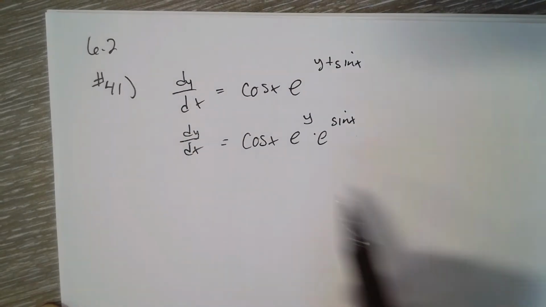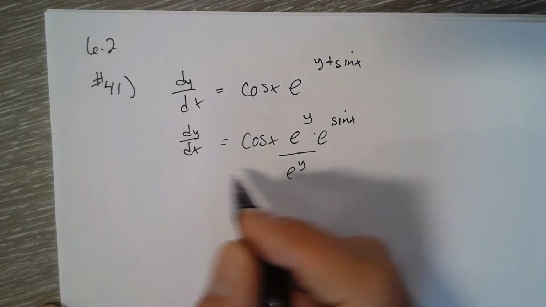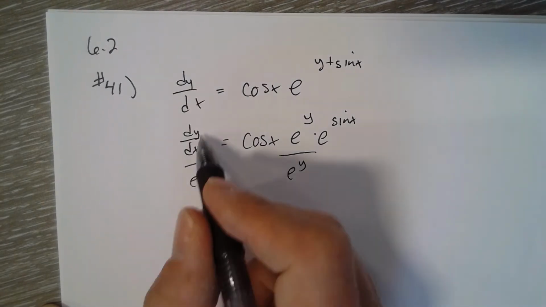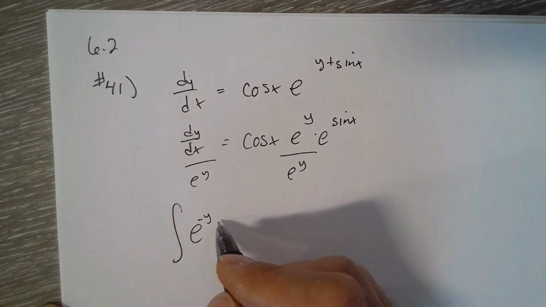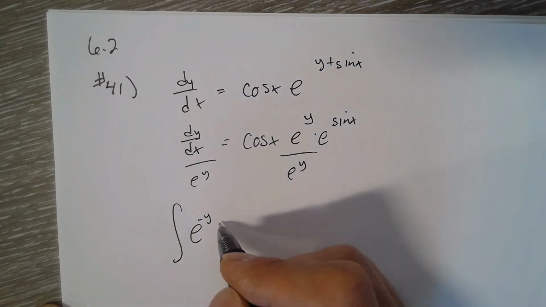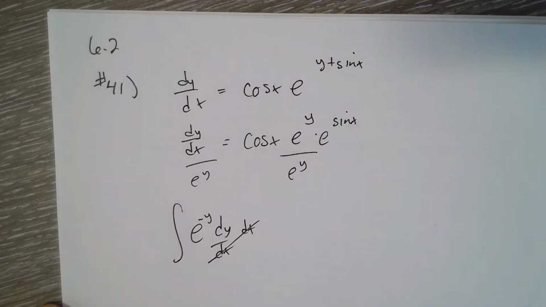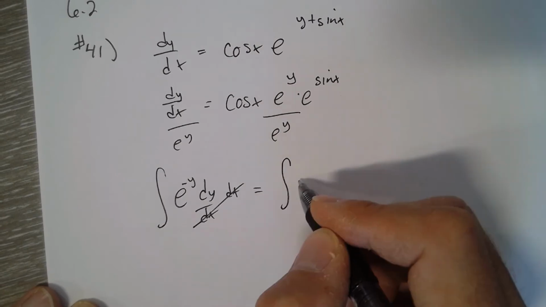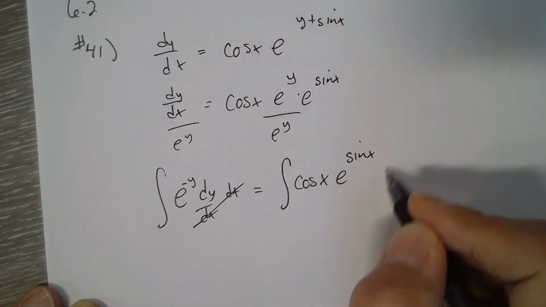And so now we're going to move the y stuff over. We can either multiply or divide it. So I'll make it e to the negative y on this side. And then we integrate both sides with respect to x. So it's going to be dy dx dx. So those are gone. So the left side is the integral of e to the negative y equals the integral of cosine x e to the sine x dx.